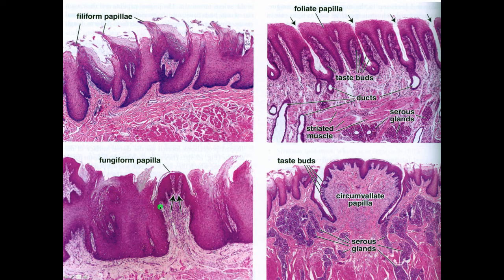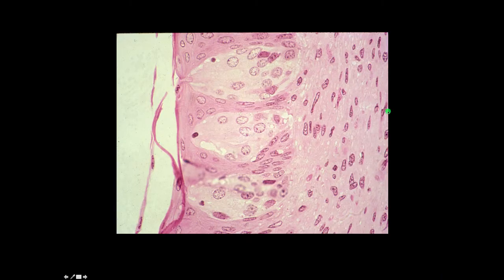Some of the fungiform papillae shown here, and the very large circumvallate papillae with the very deep trenches, these serous glands of von Ebner that empty into these trenches. And the secretory product here washes taste stimulus molecules out from the trenches so the taste buds will sense new tastes. This is just a little bit higher power view histologically of the taste buds.